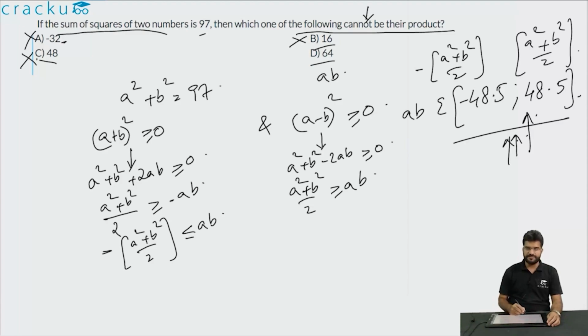If you are looking at the final option, that is 64, 64 is greater than 48.5. So it won't lie within this interval. So the correct answer is 64. The product of AB will not equal 64.